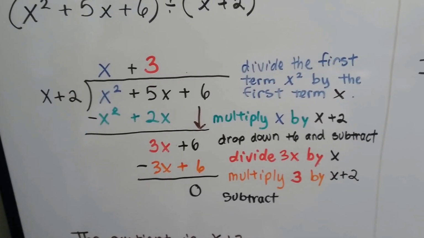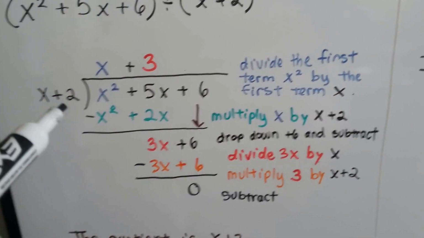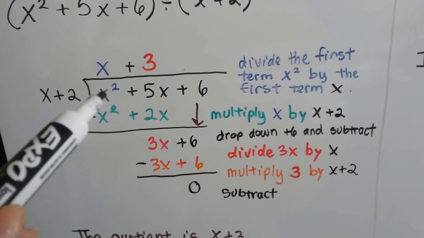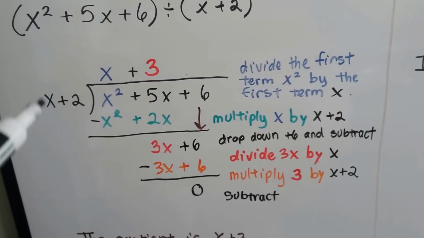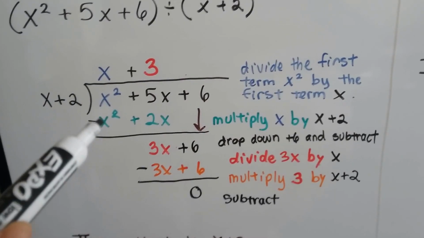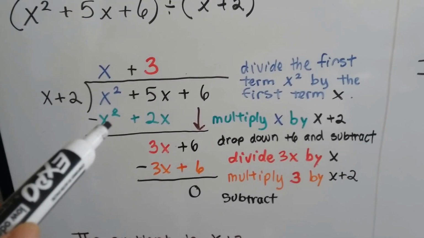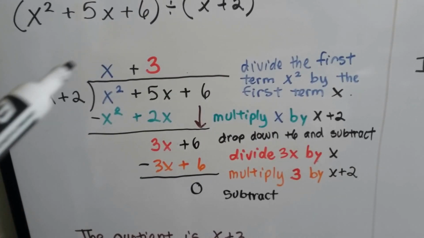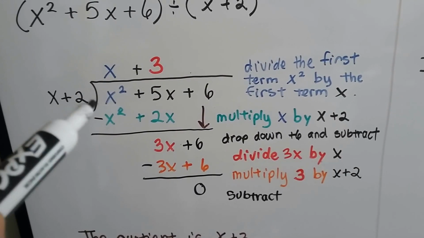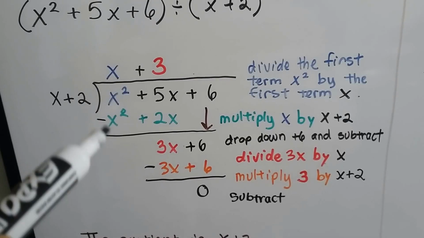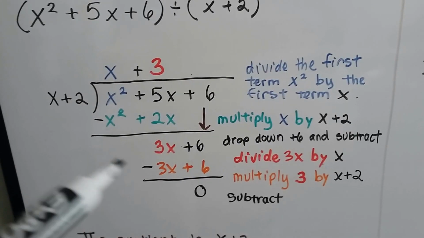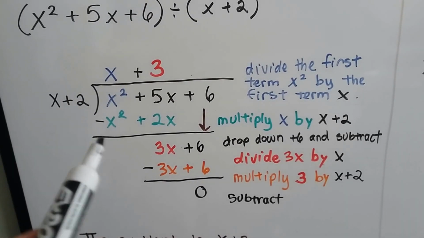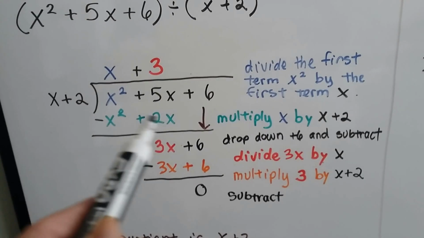See? Just like regular long division, if this was a 5 and that was a 10, 5 goes into 10 2 times. You put the 2 up here, and 2 times that 5 would be the 10 again. So we're putting the x squared down here. Now what we do is we multiply this x by the entire x plus 2. And we get x squared plus 2x, because this makes 2x. So now we're going to subtract, just like we would in long division.